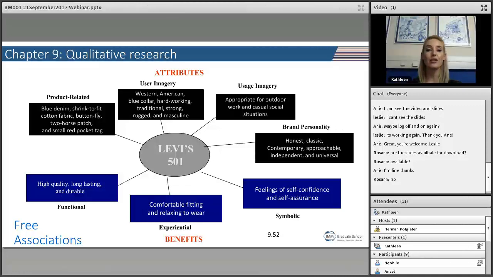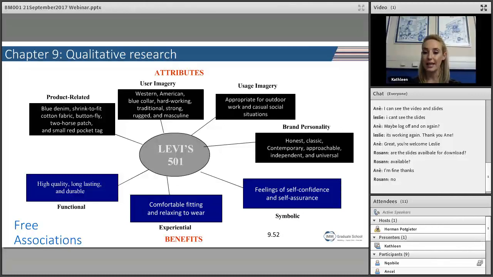One of the most commonly used methods of qualitative research is the method of free association. So basically, free association is where I will give you the name of my brand and ask you to tell me the first thing that comes to mind. So up on the screen, you'll see that I have an example of a free association that was done for Levi's. You also have an example in your textbook of a free association or a mental map that was done for Apple. And it's basically you say the brand name and people say as many things as they can think of when they think of that brand name.